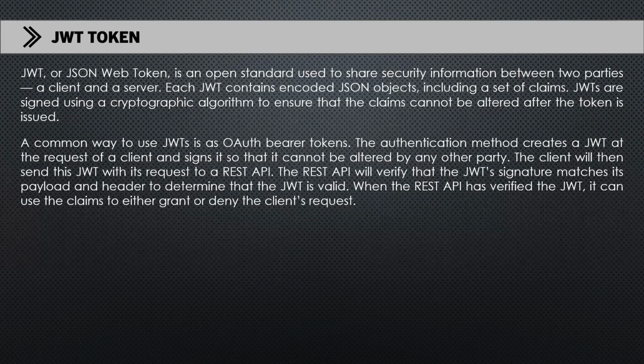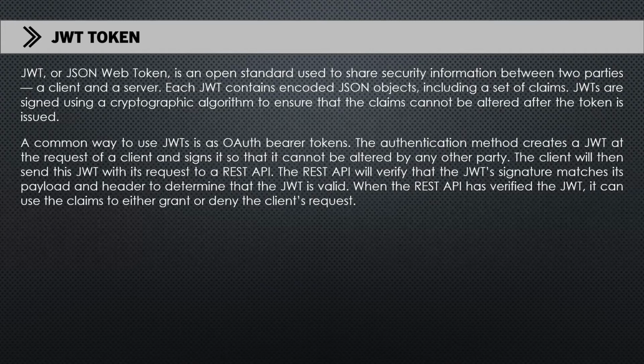The client will then send this JWT with its request to a REST API. The REST API will verify that the JWT's signature matches its payload and header to determine that the JWT is valid. When the REST API has verified the JWT, it can use the claims to either grant or deny the client's request.